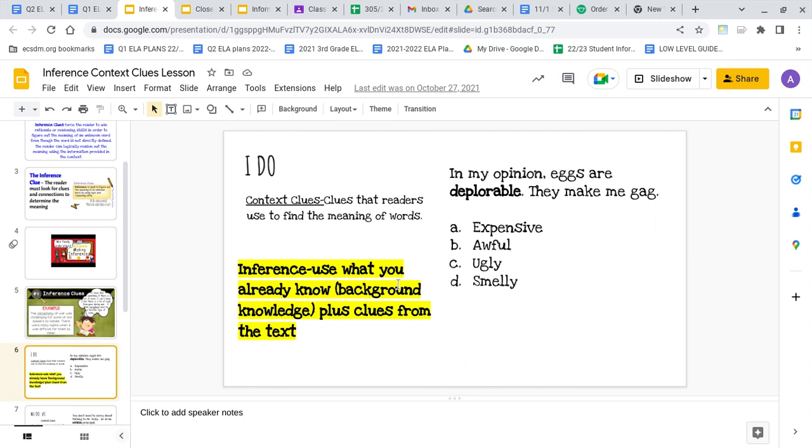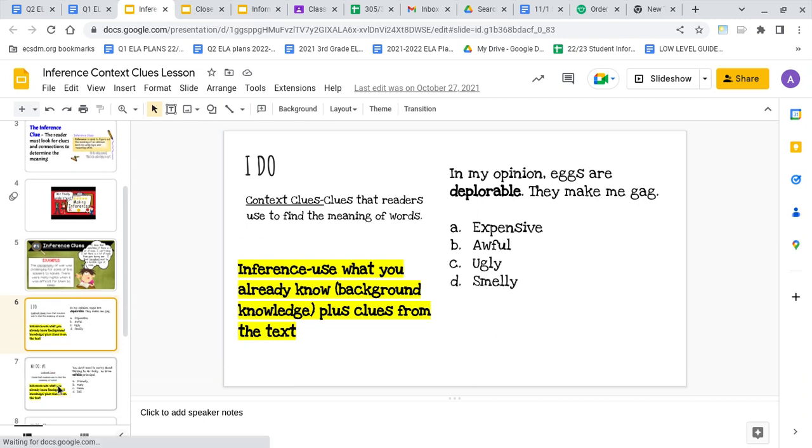So if eggs are deplorable and I am gagging, are they expensive? That doesn't make sense. Are they awful? That makes sense, right? So they're awful, they're terrible. That in my brain makes sense because I know that if I'm gagging, it means it's disgusting. So awful is a synonym for disgusting. So we can say that the word deplorable means awful.